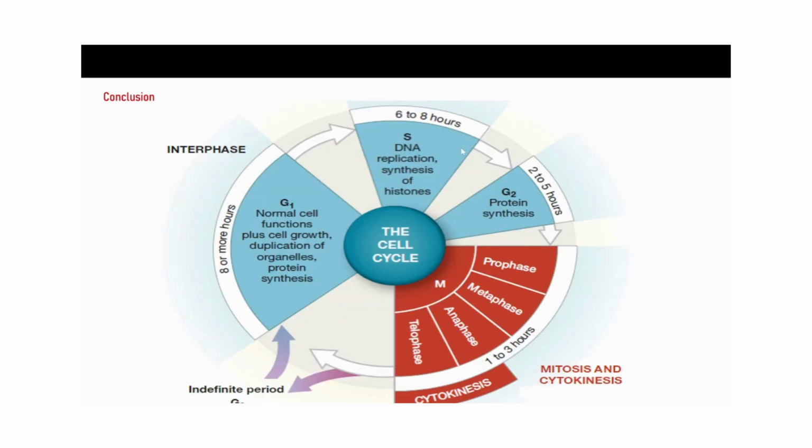So what is the conclusion? The events present in the cell cycle we can divide into two phases. First one is interphase including G1, S and G2 phase. Second one is M phase including mitotic phase and cytokinesis.